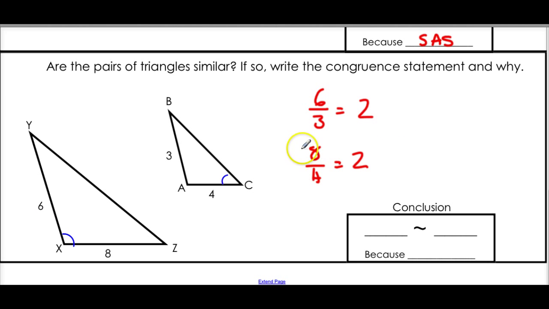And the answer is no. Because remember, the angle always has to be between the two sides. It has to be side, angle, side. In this case, it's angle, side, side, because the angle is not in between the two sides, so these two are not similar.